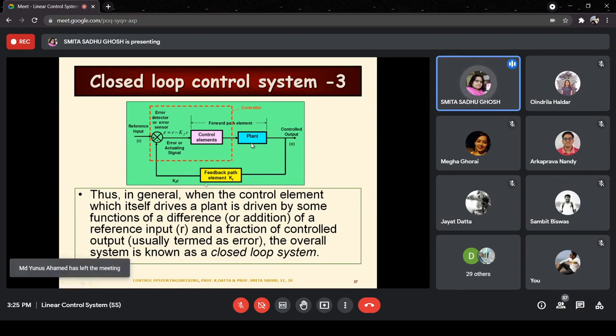So output via a feedback element is going to generate the feedback signal, and by comparing the reference input and the feedback signal, an actuating signal is going to be generated. Actuating signal or corrective signal, or whatever you call it, is going to be generated, and on the basis of this signal which is being input to the control element, the plant input is going to be generated.